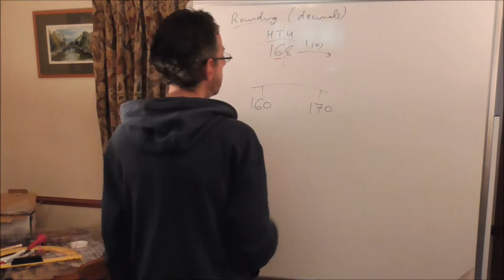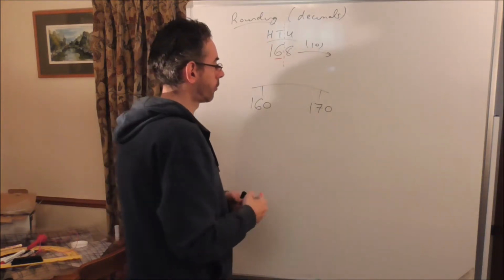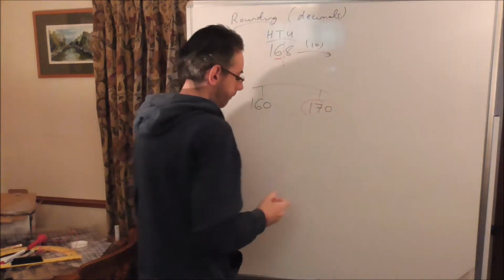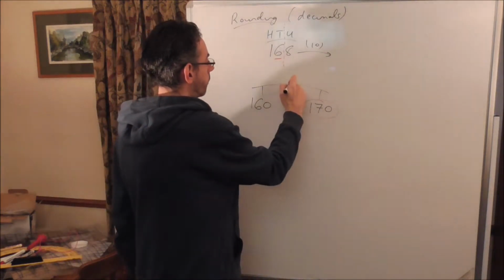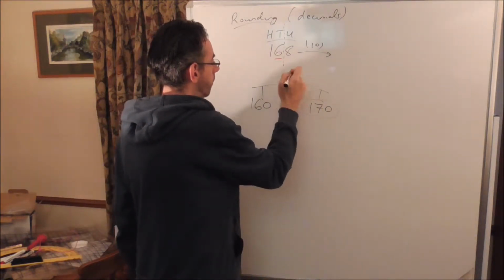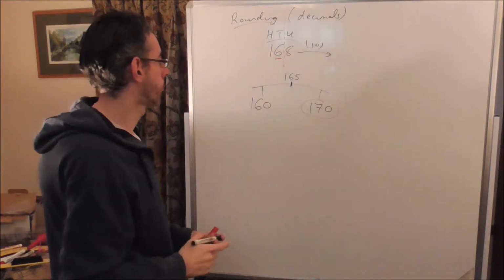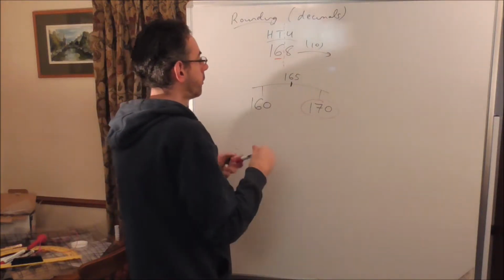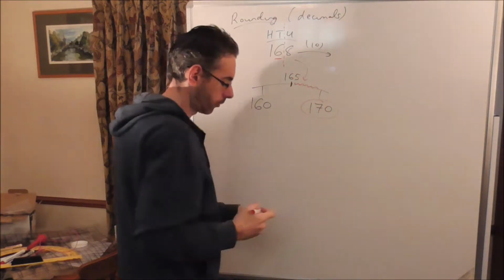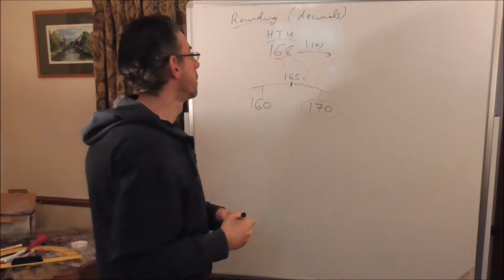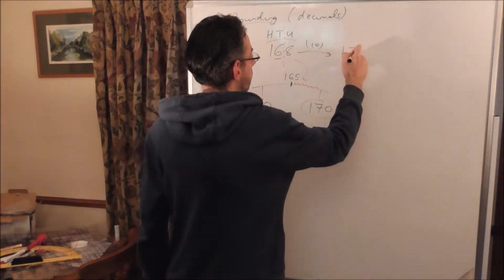Which one is it closer to? Well, you can tell straight away it's closer to 170, and that's because it's bigger than 165. 165 is the number in the middle, halfway between 160 and 170. 168 is bigger than that, which means it's here somewhere. So it's closer to 170. So to the nearest 10, we say it's 170.